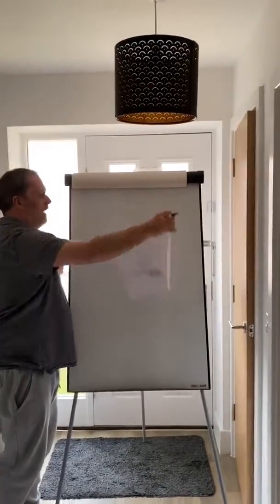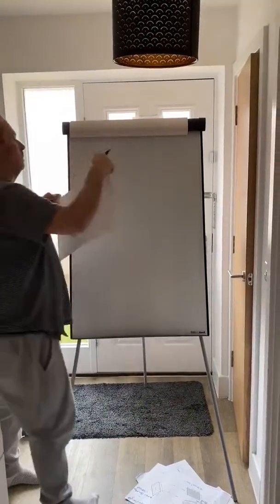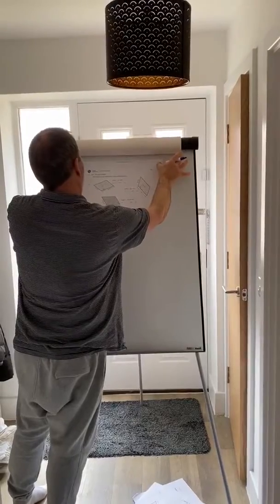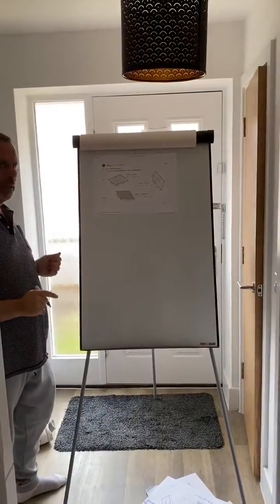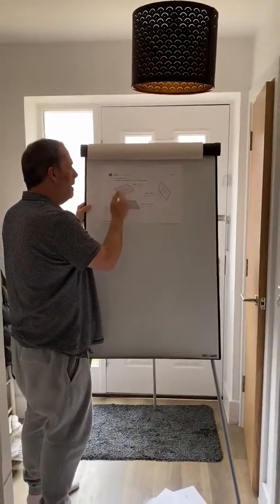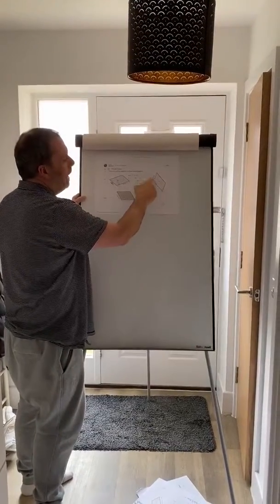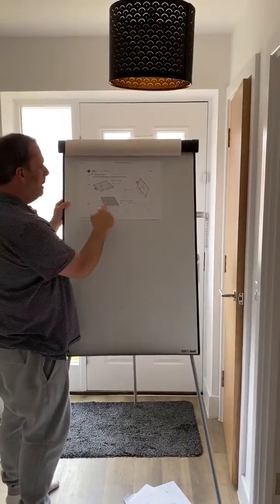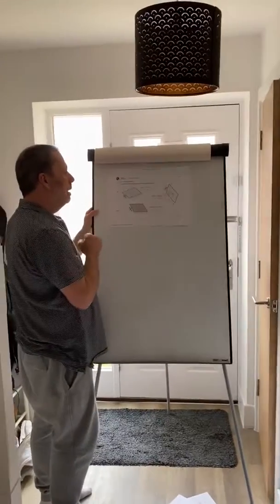Then the final page on these ones, we're going to go backwards. We've got to find the missing length. So again, I'm identifying that's my perpendicular height and that's my base. So I don't need this. That's my perpendicular height and that's my base. So I don't need this. That's my perpendicular height and that's my base. So I don't need this.